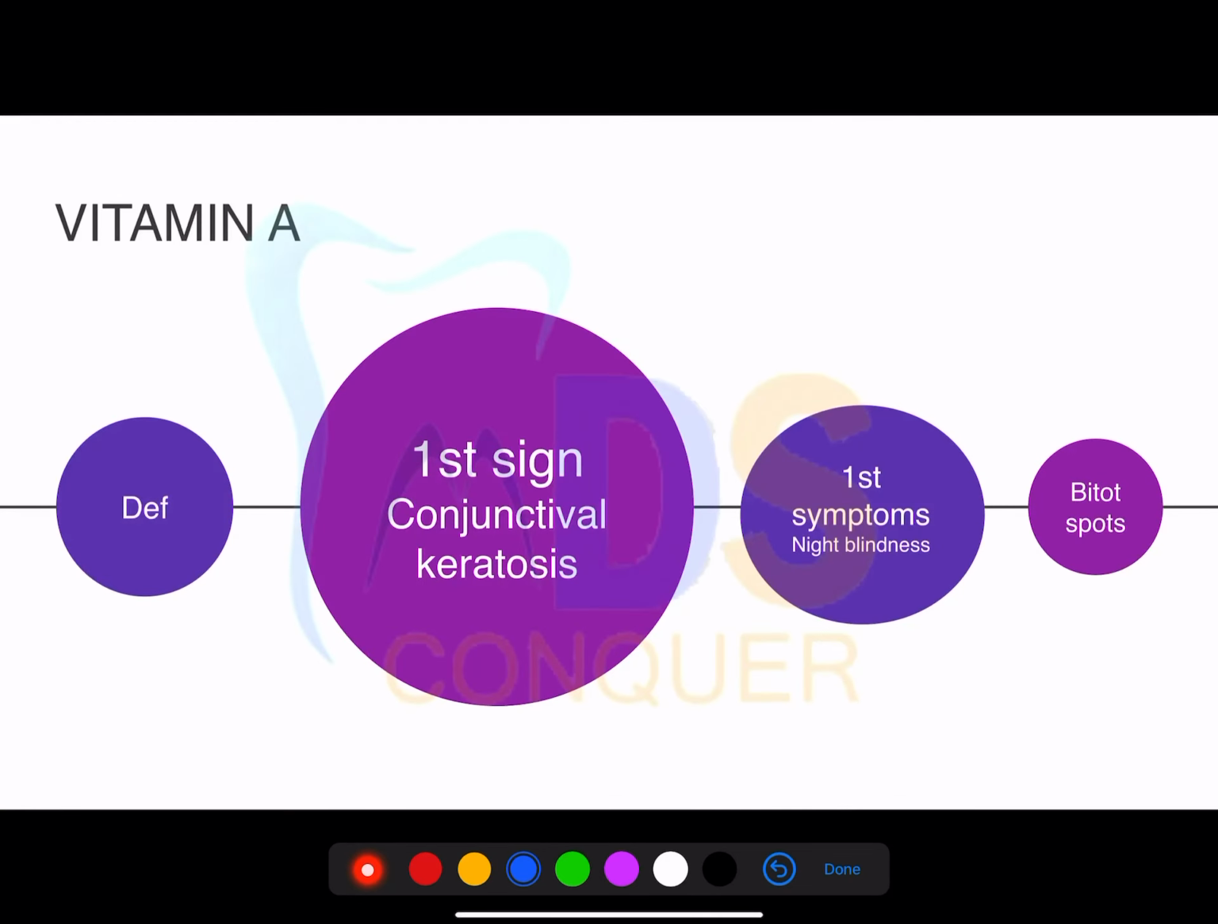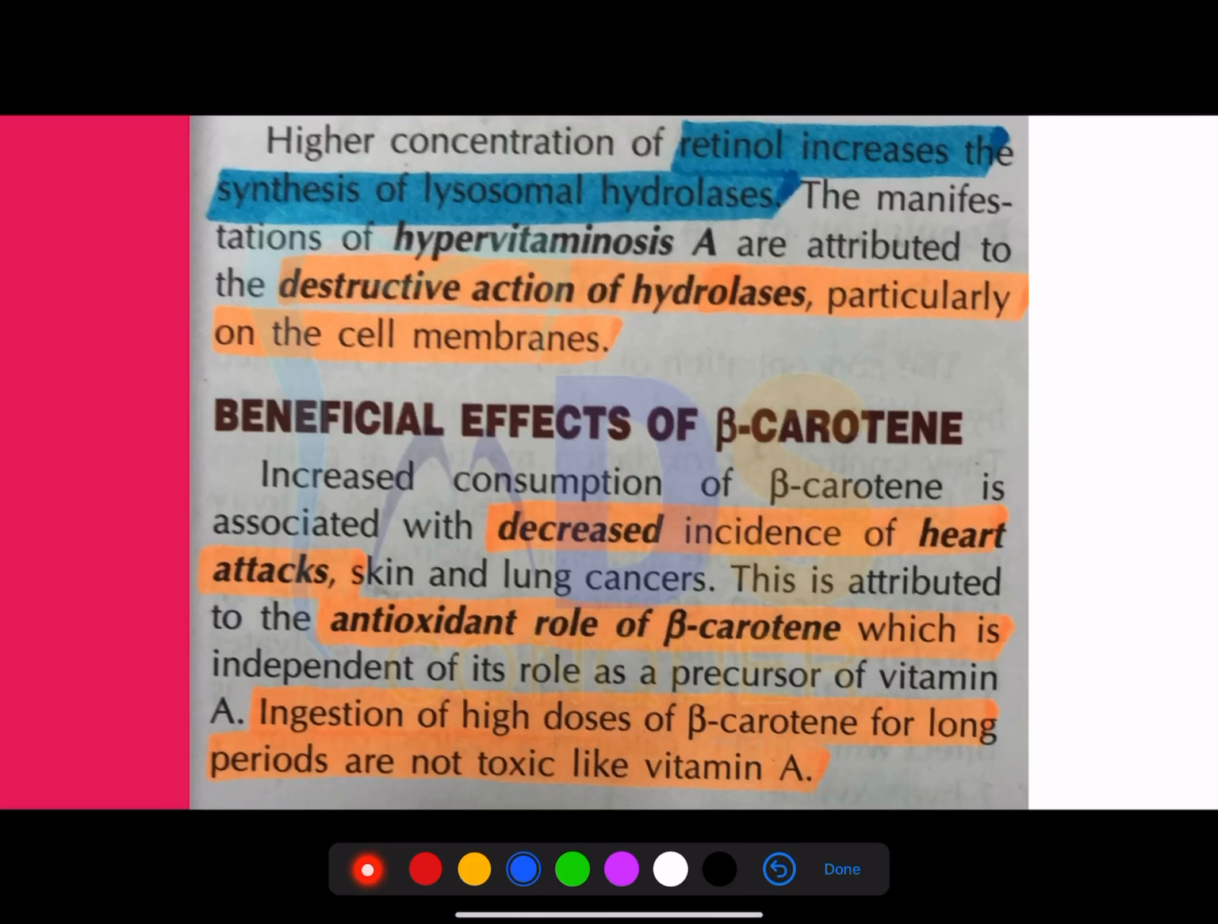In vitamin A deficiency, what is the first sign that is seen? What is the first symptom that is seen? What are Bitot's spots? And you can see how they are clinically many times given and discussed in the group. Very, very important for diagram-based questions. So please do read this.